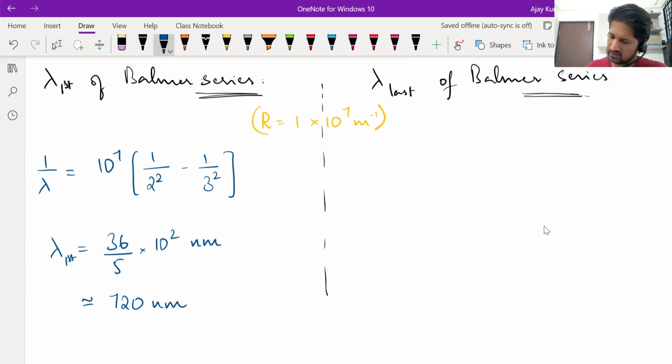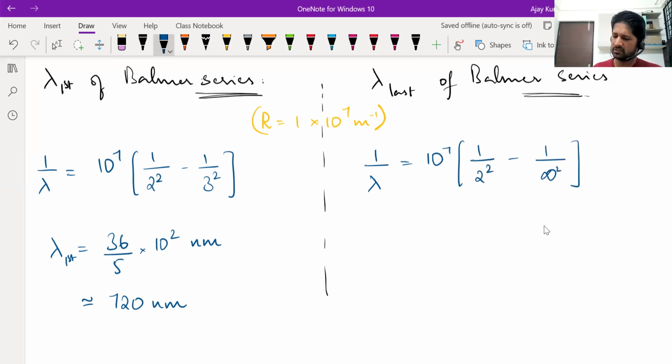Okay. Then the last line. The final orbit number in Balmer series is 2. For the last line, the initial orbit number will be infinity. 1 by infinity is 0. So this becomes 10 power 7 divided by 4. Simple, lambda of the last line of Balmer series will be 400 nanometers, if you take R as 1 into 10 power 7.